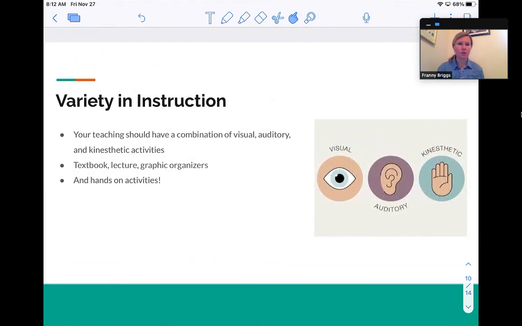It also just helps you add variety to your instruction, right? We don't want to be doing one type of instruction all the time. So here we have the learning styles that we talked about before: visual, auditory, and kinesthetic, seeing, hearing, and doing. And it'll just help you keep it varied in your classroom, and reaching all of those visual, auditory, and kinesthetic learners.